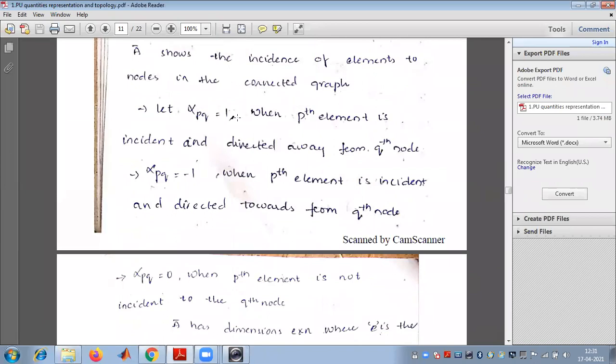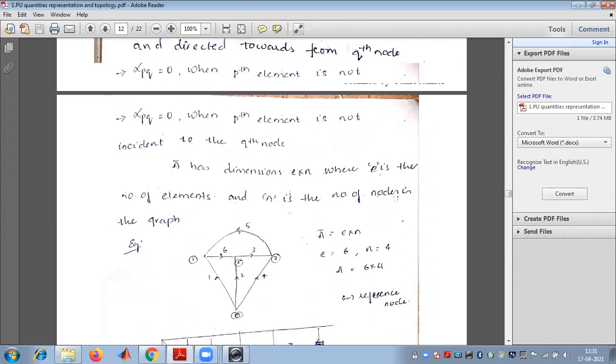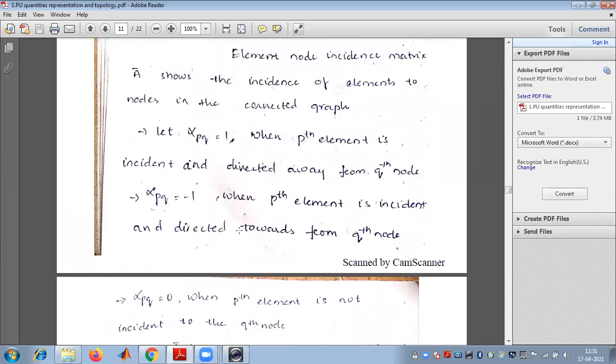Alpha pq is equal to 1 when the pth element is incident and directed away from the qth node. Alpha pq is equal to -1 when the pth element is incident and directed towards the qth node. Please, all of you, try to write down these three assumptions. Later, you please write down these two also. So with this, we are going to conclude this session for today. Please take 5 minutes for noting all these things.